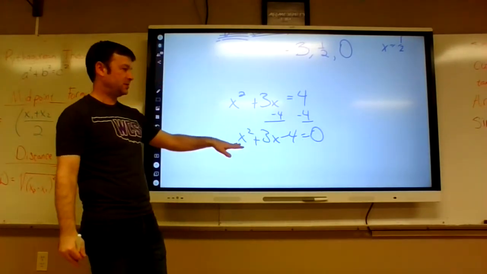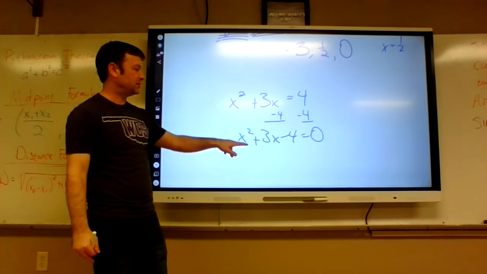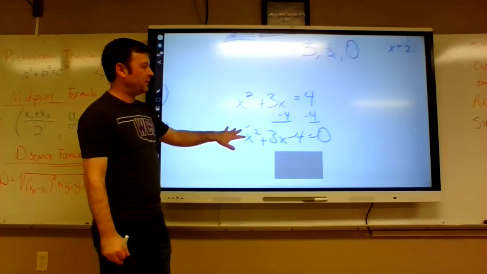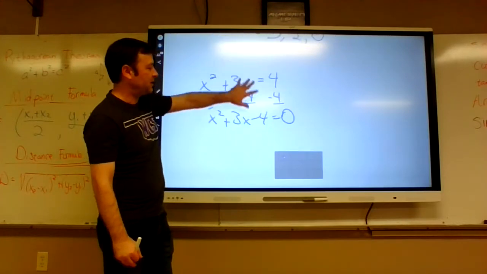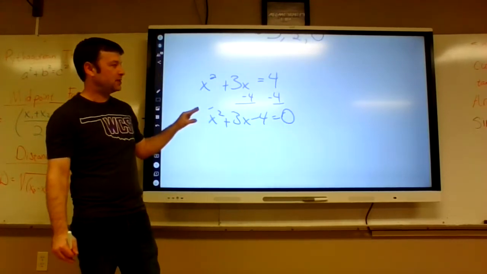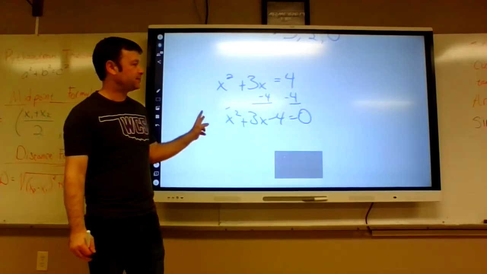Factor this. We already did it, but anyway, if everything's not on one side equal to 0, you got to move everything to one side. Make it equal to 0.